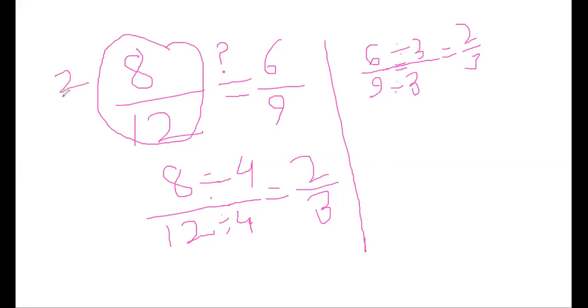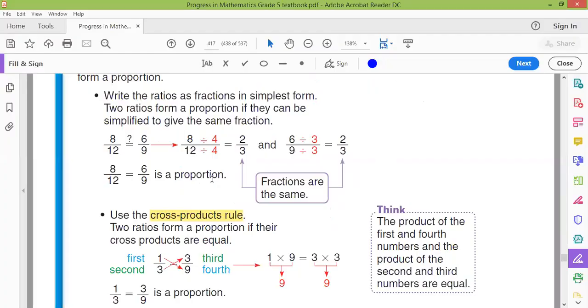From 8 over 12 you got 2 over 3, and from 6 over 9 you also got 2 over 3. If 2 over 3 and 2 over 3 are equal, then you can say that 8 over 12 and 6 over 9 are also equal. Now check your book here. What can you see? You can say that 8 over 12 and 6 over 9 is a proportion. So yes, the fractions are the same. Proportion means the two ratios, two fractions, are the same.